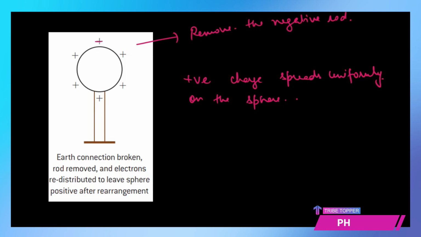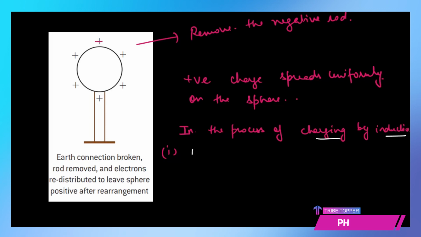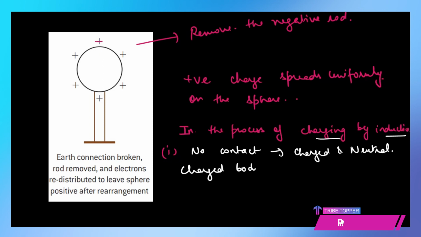So what did you notice? Number one, in the process of charging by induction, you always just keep the rod near the sphere. No contact is developed between the charged and neutral sphere. The charged body is just held near the neutral sphere.